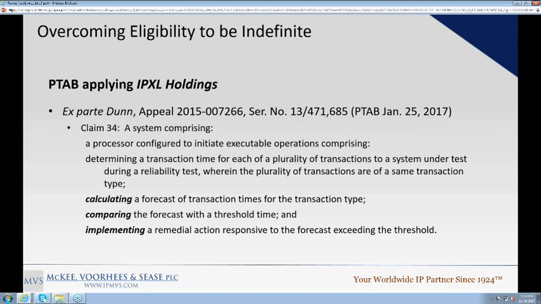Here it is, a system comprising a processor. You've got this configured to initiate executable operations comprising, and then you have determining, calculating, comparing, and implementing. And the court said that it's not clear if this is actually to the system that is capable of doing those things, or if it's to the system actually performing those operations.